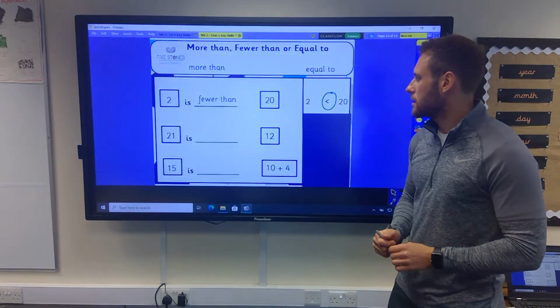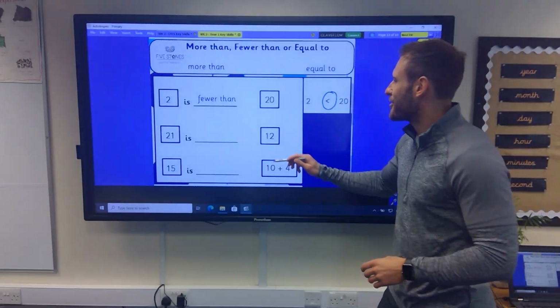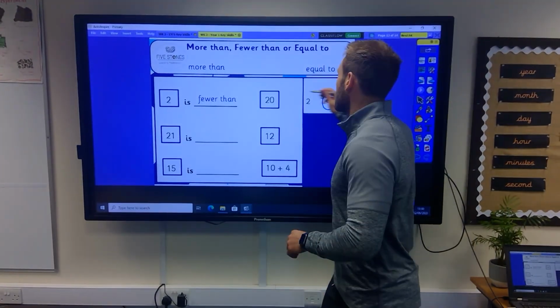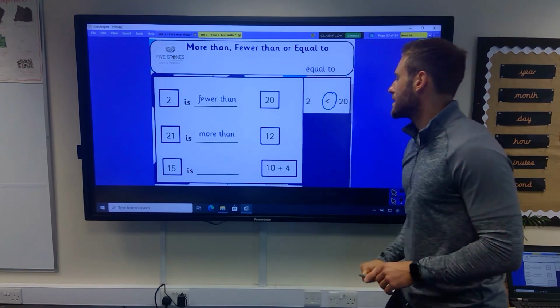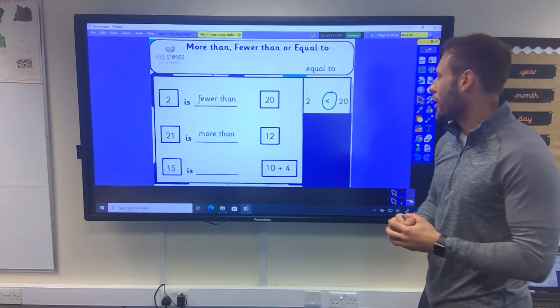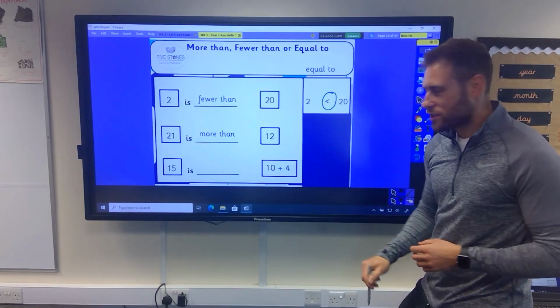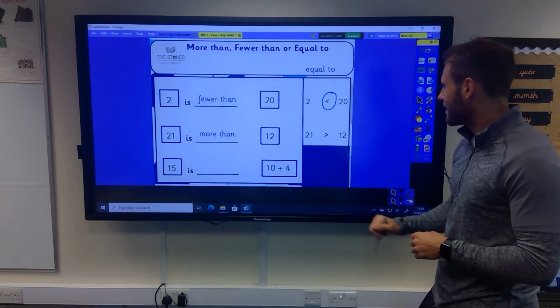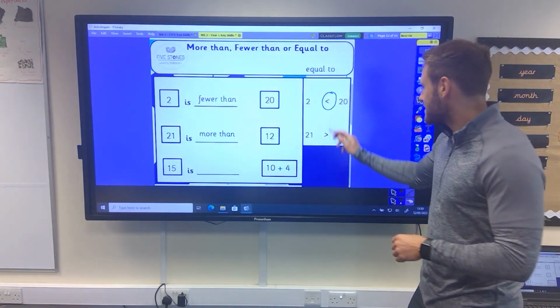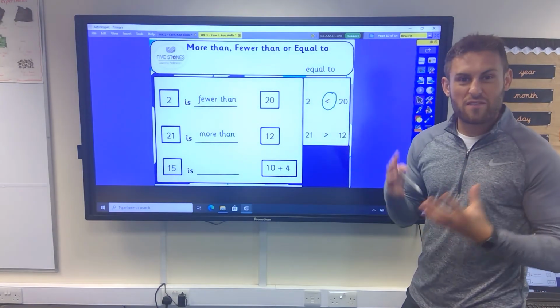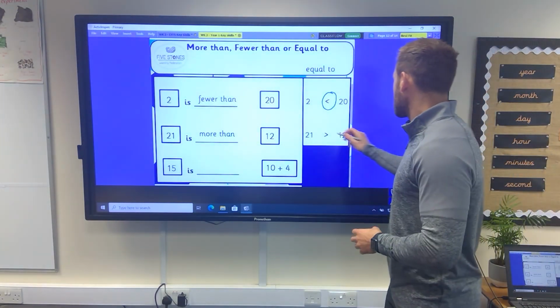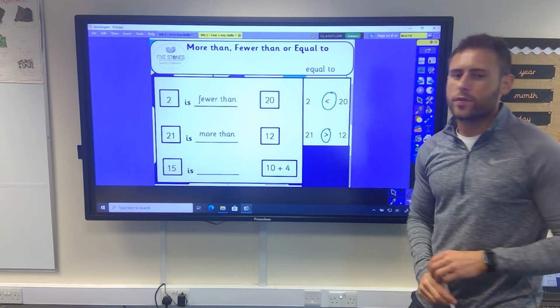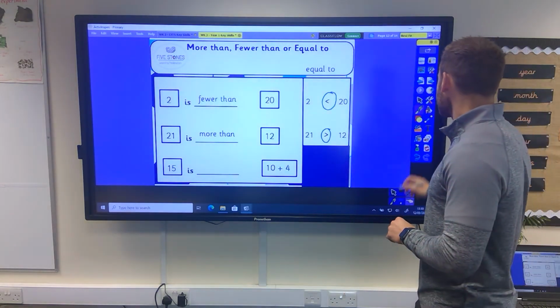What about this one? 21 is, yes, 21 is more than 12. So if 21 is more than 12, the symbol will look like, yes, it's the more than part, the part we can fit more in. So 21 is more than 12.